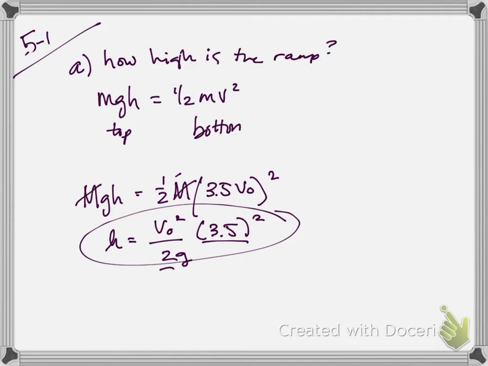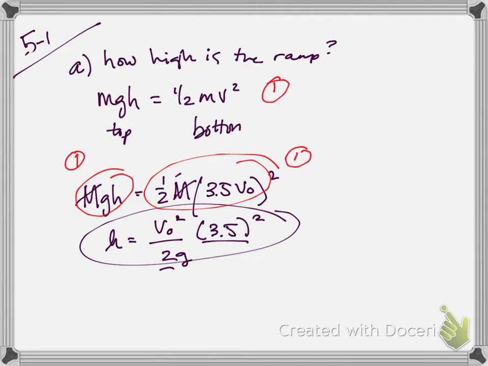So how does the rubric go? 1 point for any use of conservation of energy. 1 point for the correct UG at the top, so realizing that the gravitational potential energy was mgh at the top. And then 1 point for the correct answer, and this is the correct answer, v0 squared over 2g times 3.5 squared. So that's part A.